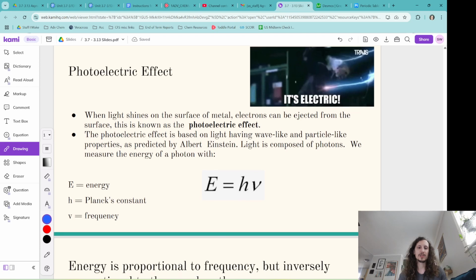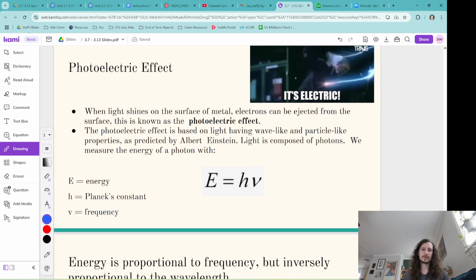Okay. So one of the main equations we're dealing with here is E equals h nu. I know this looks like a V, but this is technically nu, the Greek letter, for frequency. E stands for energy, and h is Planck's constant. Energy is measured in joules. Frequency is measured in hertz, which is basically an inverse second.